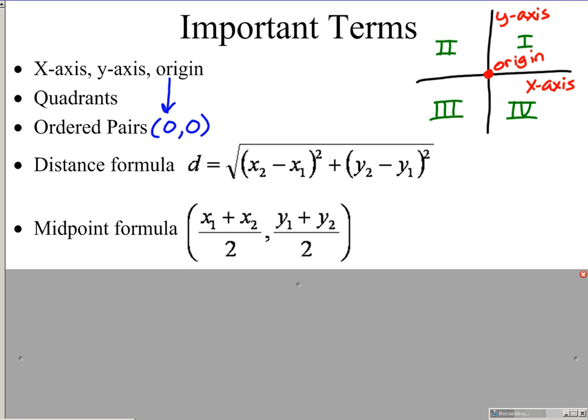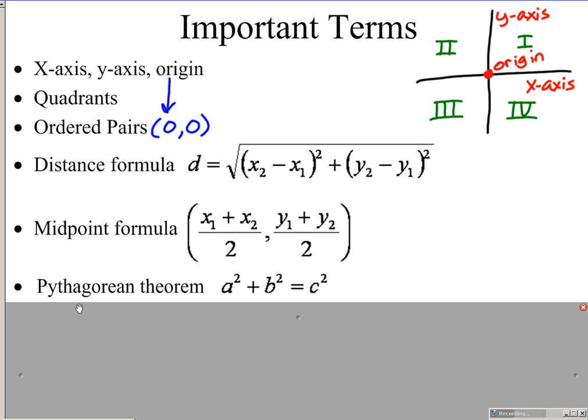Midpoint formula. The midpoint formula is simply finding an average. Add them up, divide by how many they are. If we're finding the midpoint between 2 points, that means we add the x-coordinates together, divide by 2, add the y-coordinates together, and divide by 2. That will give us the midpoint.